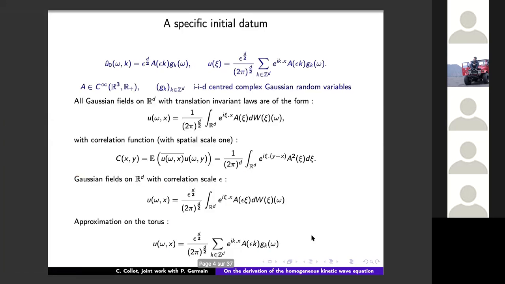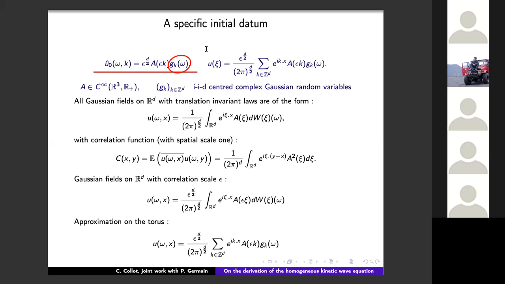Okay, so as I said, I want to take a very specific initial datum. If you look at it, it's better given in Fourier. So in Fourier, what I do is that I take a deterministic function, which is A, which is related to the covariance of my field, and I will multiply it by some random function gk. So what is gk? gk is a Gaussian. For each k, I pick different Gaussians. What does that mean? It means that I take an initial data which has all its Fourier coefficients taken randomly, and they're taken independently. And gk is centered, so the mean is 0.